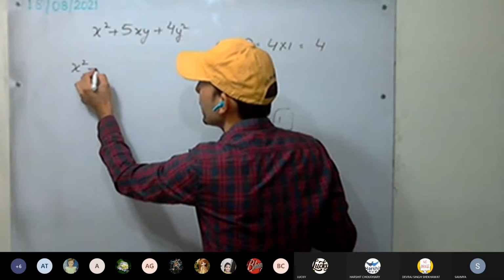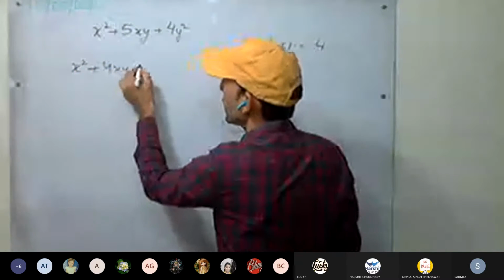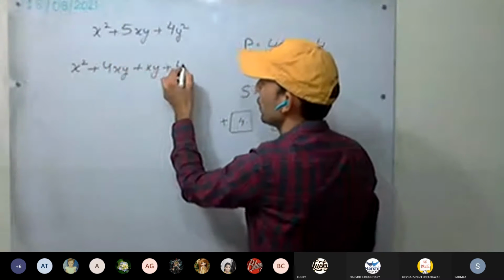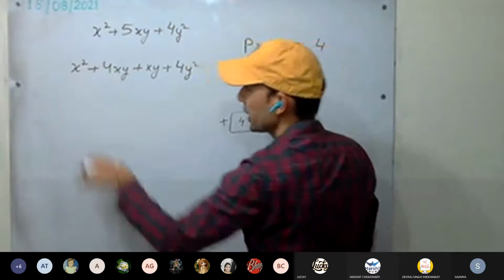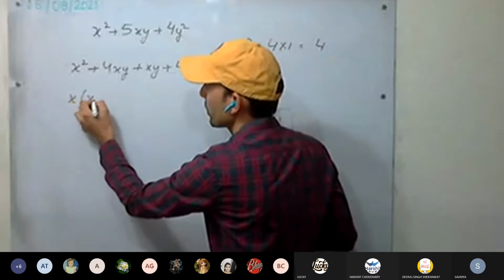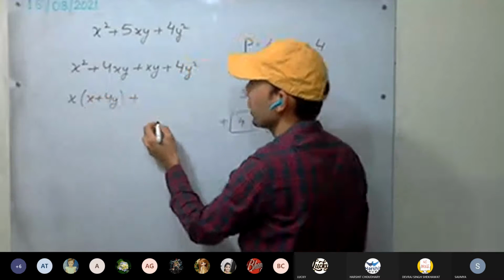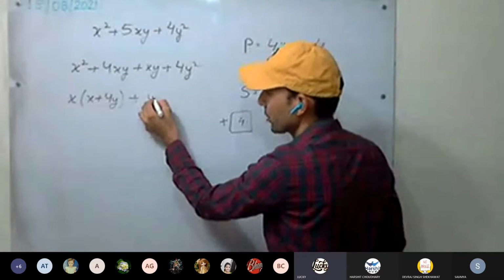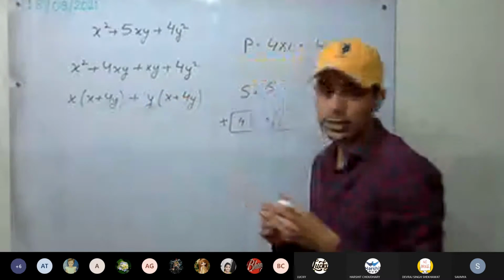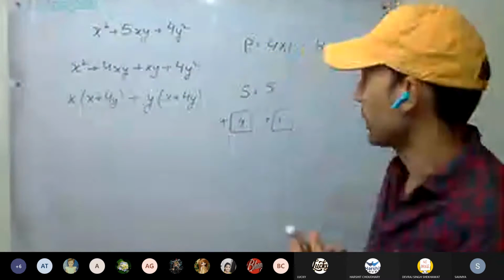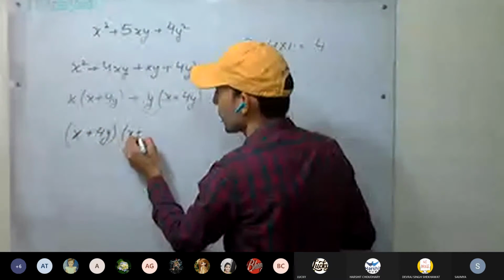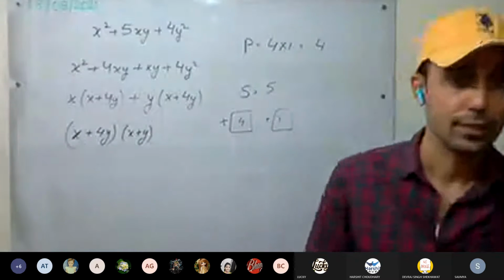So x square plus 4xy plus xy, you can write xy first, then 4xy, plus 4y square. Take common between these two. What is common? x is common: x plus 4y. What is common here? y: y times x plus 4y. Now in these two terms, x plus 4y is common. So x plus 4y and x plus y. Try the next one, everyone.